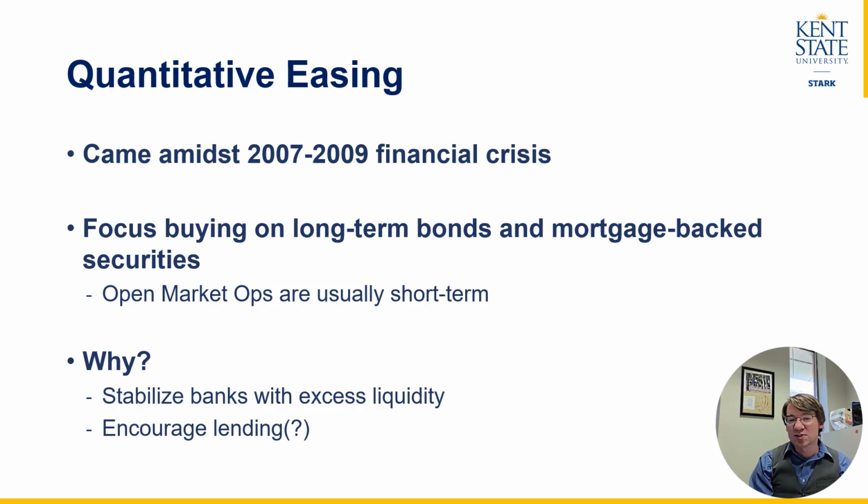Now, the big hope from this is they would stabilize the banks by providing them with excess liquidity. That is, if there's a run on the bank, they don't need to worry about it. They have plenty of money in reserve because the Fed has provided them with so much money. Another thing that was hoped was that this would help to encourage lending. If banks have a whole bunch of excess liquidity and are allowed to lend it out, they may as well do so, so that they can actually earn something from these funds.